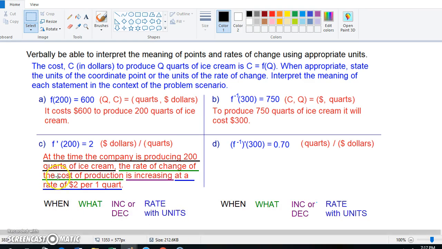Okay, so here I have underlined in black the when. At the time the company is producing 200 quarts of ice cream, what is happening? The rate of change of cost in production is doing what? Is increasing at a rate of $2 per quart. So I'd like you to pause the video, and I would like you to interpret D the same way. Decide when, decide what, decide increasing or decreasing, decide at what rate.